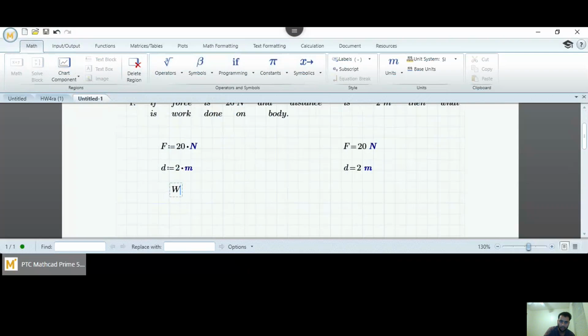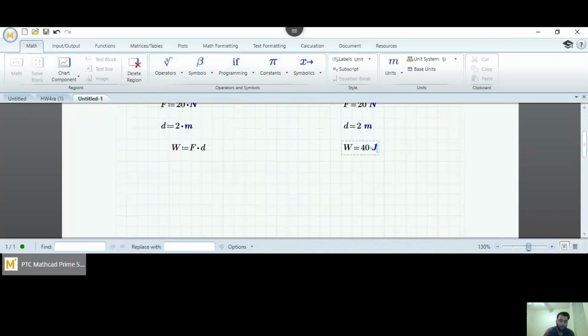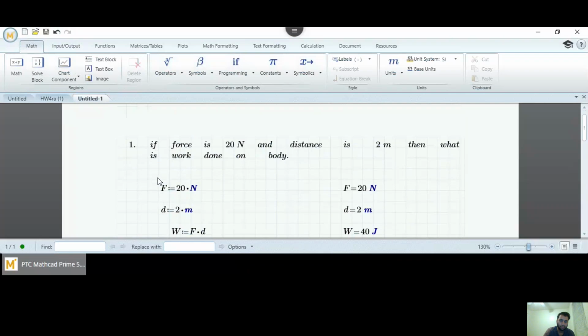So work done is W. Define W, and we know work done is force times displacement. Here displacement is just D. So we define this one, and now it can give the values. This is just a very easy example. Now I am going to change the values.